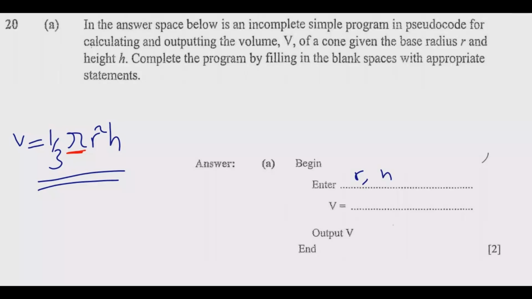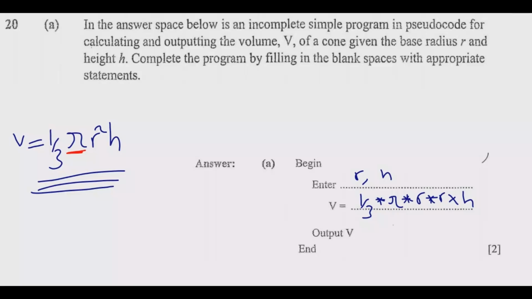Once we enter those values, then we use the formula of the volume of a cone, which is 1/3 multiplied by pi, which we call, then multiplied by r, again multiplied by r, which is r squared. So we multiply r by itself twice, then multiply by height. Once we do that, we should be able to get output V, which should give us the volume. So this is how you answer this question to get the 2 marks.